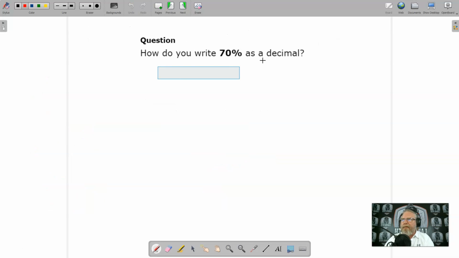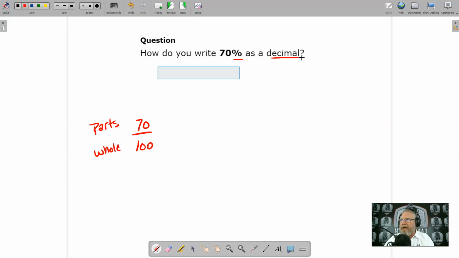How do you write 70% as a decimal? Well, in this case, let's go ahead and write it as a fraction first. We already know that the percent is parts of 100. So let's do 70 parts of 100, because remember the numerator is the parts and the denominator is the whole, and the whole here is 100 parts. If I had you read this fraction to me, we would read it as 70 100ths.